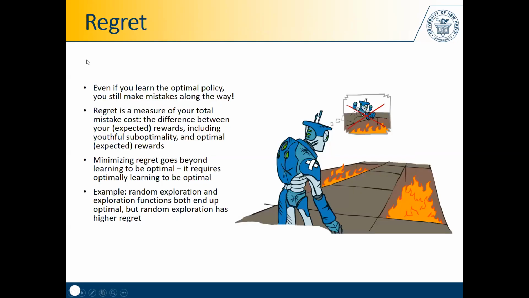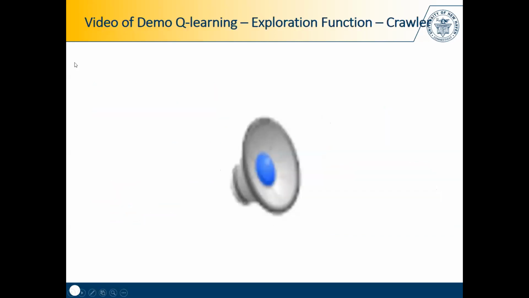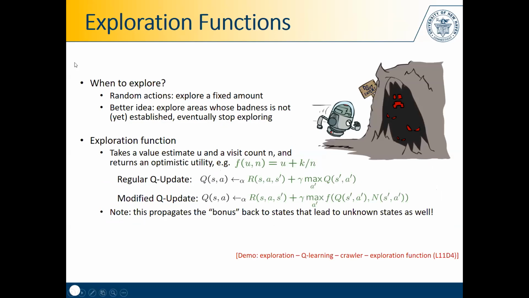So I'm going to start talking about a new metric. Before doing so, does anybody have any questions about epsilon greedy or exploration functions or exploration in general?